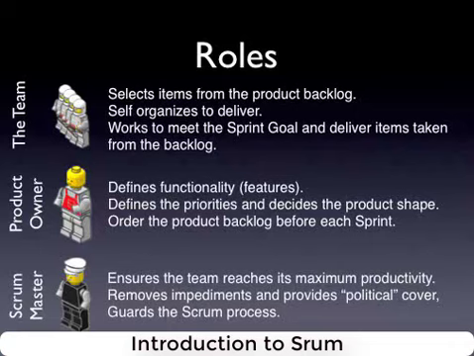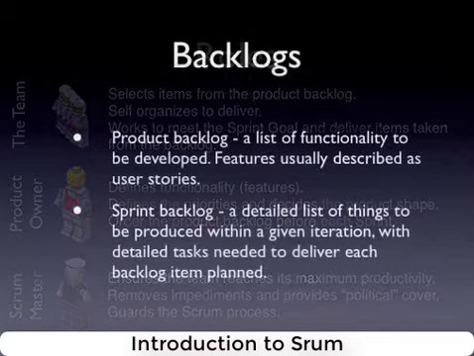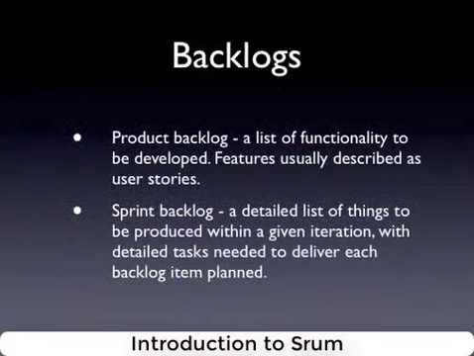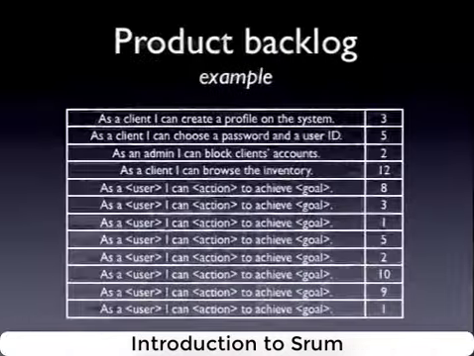Now, Product Owner and Scrum Master are single roles, and by its very nature, the team should have at least 3 and a maximum of 10 people. So let's look at the lists. We have 2 lists, which are called backlogs in Scrum lingo. The first one is the so-called product backlog, which is a list of features or functionality that is to be developed. They are usually described as user stories.